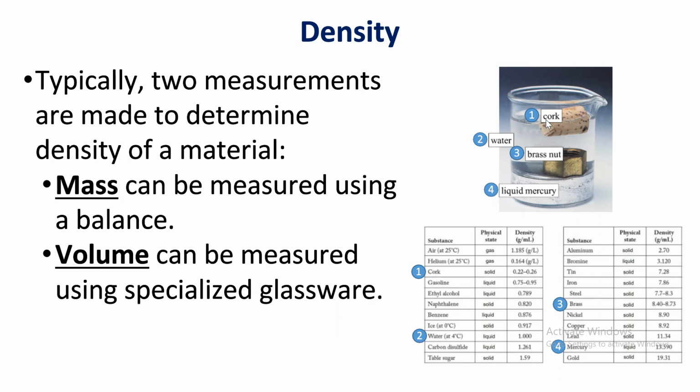So typically, again, as we said, in order to calculate density, you need to measure two things. You need to measure mass, and you could do this using a balance, and you have to measure volume, for which we need special glassware. You can use a graduated cylinder, which we're going to be talking about in a little bit. And if the substance is irregular, we can calculate the volume by displacement.